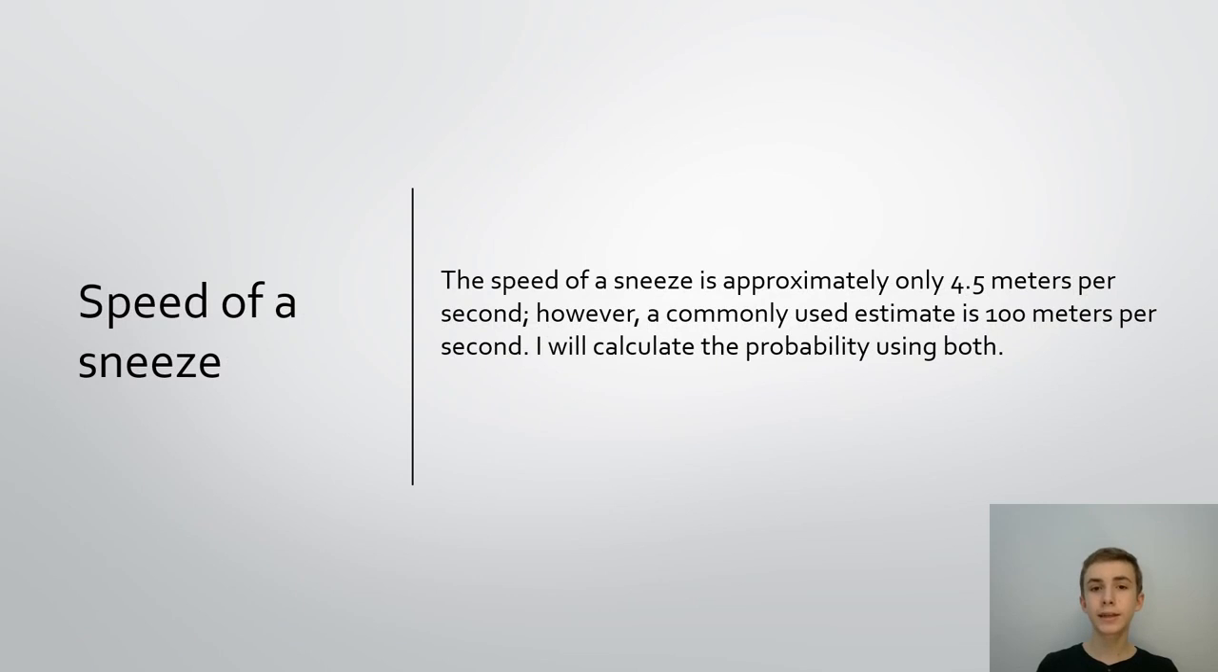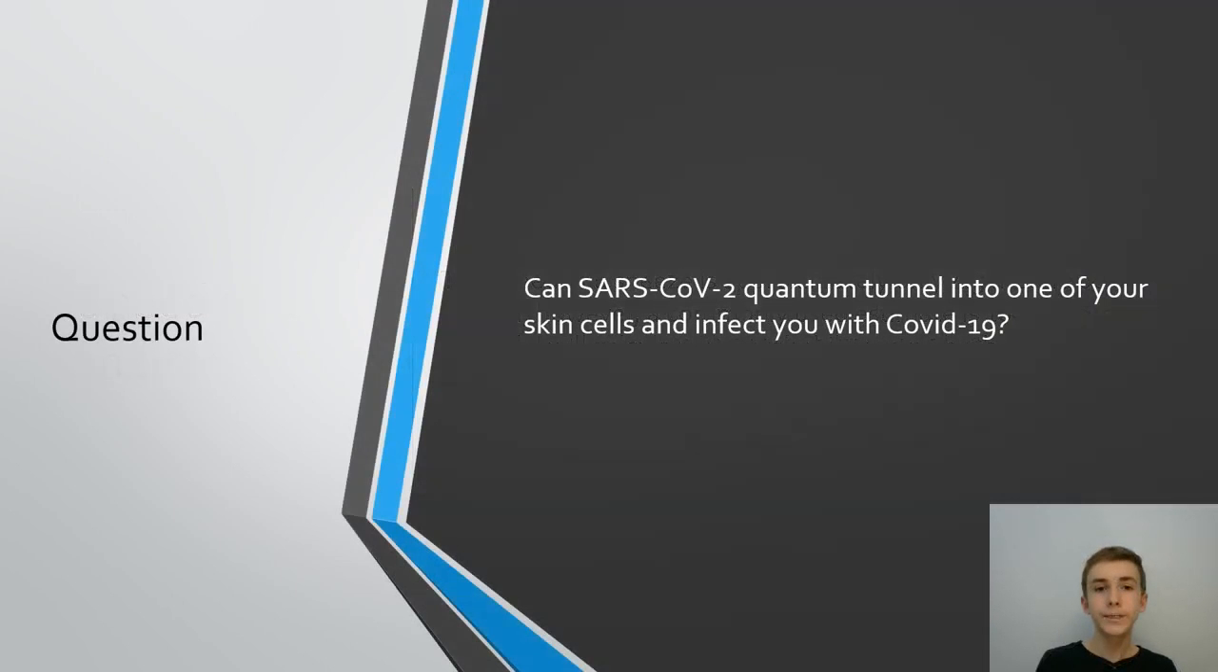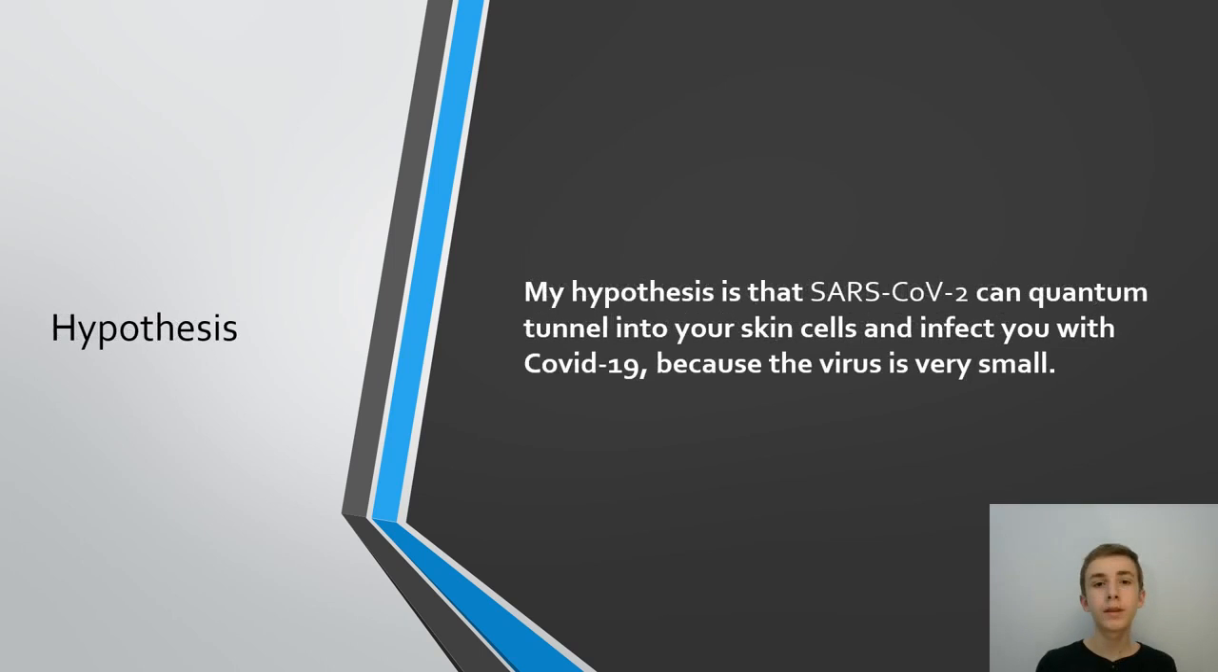Speed of a sneeze. The speed of a sneeze is approximately only 4.5 meters per second. However, a commonly but incorrectly used estimate is 100 meters per second. I will calculate the probability using both. The question that I wanted to address is, can SARS-CoV-2 quantum tunnel into one of your skin cells and infect you with COVID-19? My hypothesis is that SARS-CoV-2 can quantum tunnel through your skin and into one of your cells and infect you with COVID-19 because it is very small.